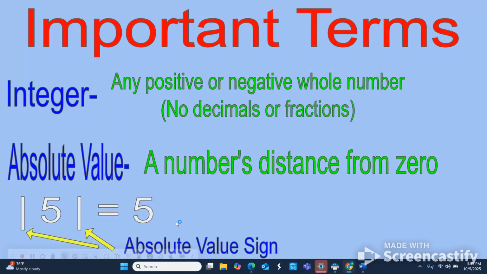But on the other hand, if we ask for the absolute value of negative 5, that is still just asking how far away from 0, or what is the distance from 0 that negative 5 is. So the absolute value of negative 5 is also just 5. Okay, because absolute value just means a distance from 0, how far that number moves.